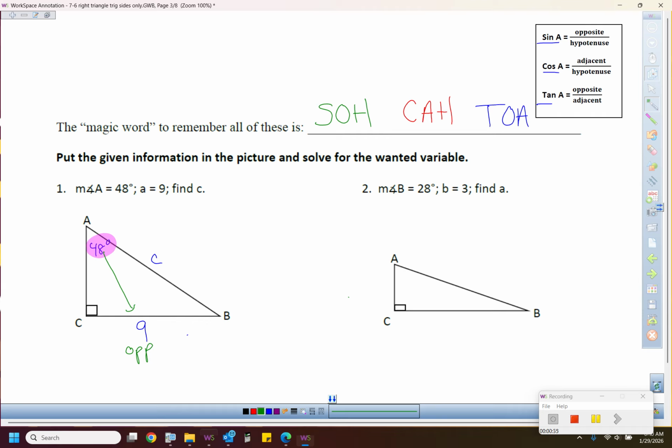So let's put a little OPP in front of there. Then we also have to ask ourselves who this side is. This is the side they want us to find. Well, he's across from the 90, so he is the hypotenuse. And here's where SOH CAH TOA helps us. I need to find which one of these three, sine, cosine, or tangent, deals with opposite and hypotenuse. And can you see that it is this one right here? He's the only one that has an O and an H with him. He's got opposite and hypotenuse.